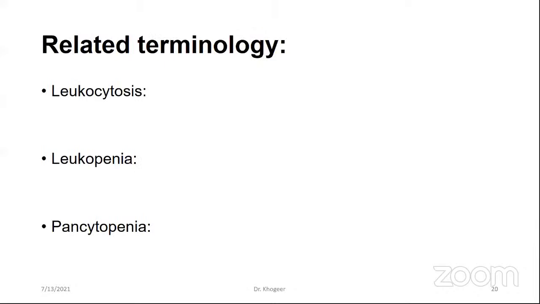And these are some related important terminologies that we use when we are dealing with quantitative white blood cell disorders. Leukocytosis is simply defined as a leukocyte count above the normal range. Leukopenia, again, is defined as a white blood cell count of less than the normal reference range. And pancytopenia is the term given when there is a decrease in all the other different cell types also.